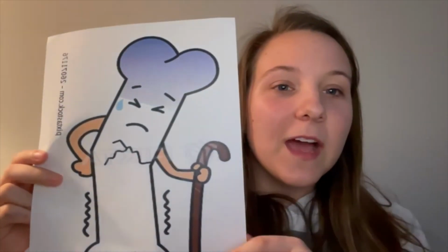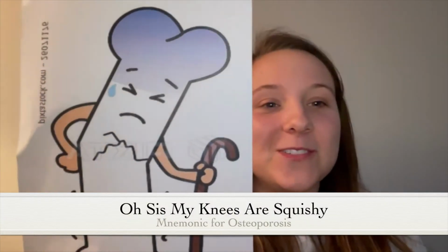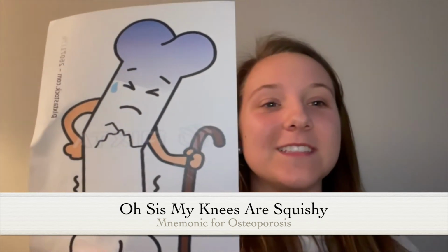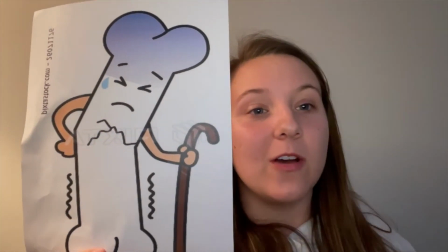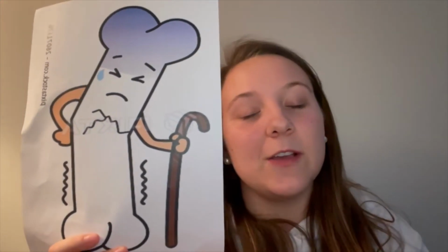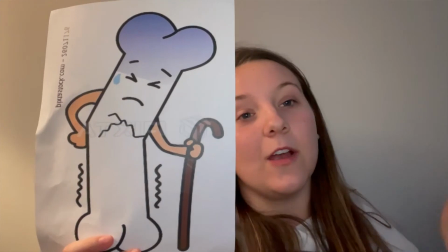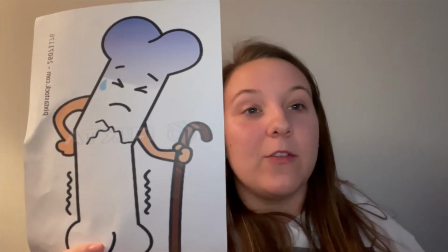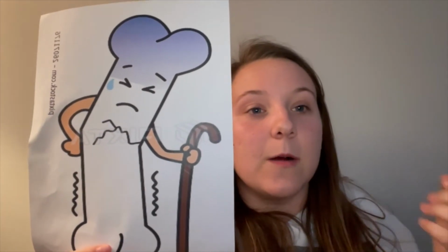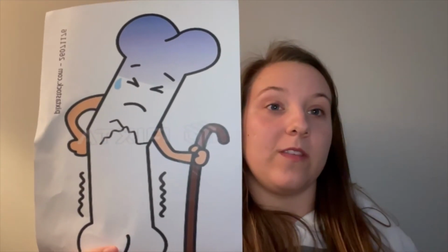So a funny way that I remember this is, oh sis, my knees are squishy. I know it's dumb, but I think it's an easy way to remember it, because when you think, oh sis, like that's the suffix just spelled out. And then my knees, which are your bones, that gives away the osteo part. And then are squishy, that reminds you of the porous substance within the bone cavity, that reminds you of the condition which the bone is in.